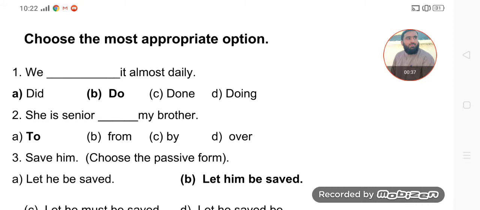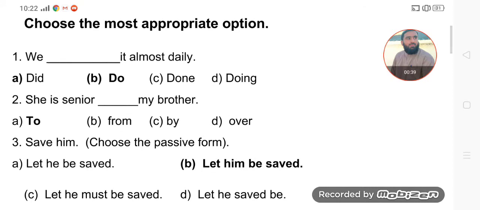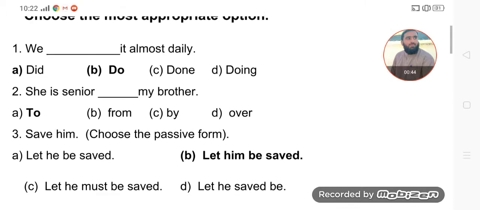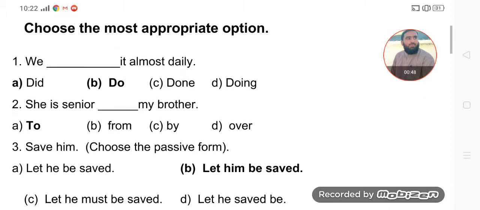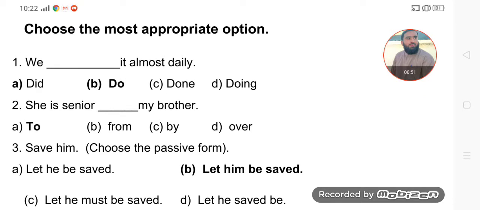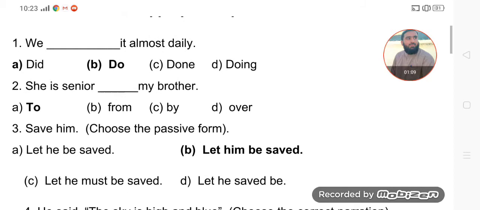Like for example, the first is, we dash it almost daily. We do it almost daily. Do isliye correct hai kyunki yahan par daily ka word aaya hai. Jab bhi daily word aaye kisi option mein, kisi MCQs mein, kisi sentence mein, to hum wo sentence present indefinite tense mein likhte hain. Like we do it almost daily, we do it daily, we do it usually, okay? Usually, daily, regularly, often, these are indicators for present indefinite tense.